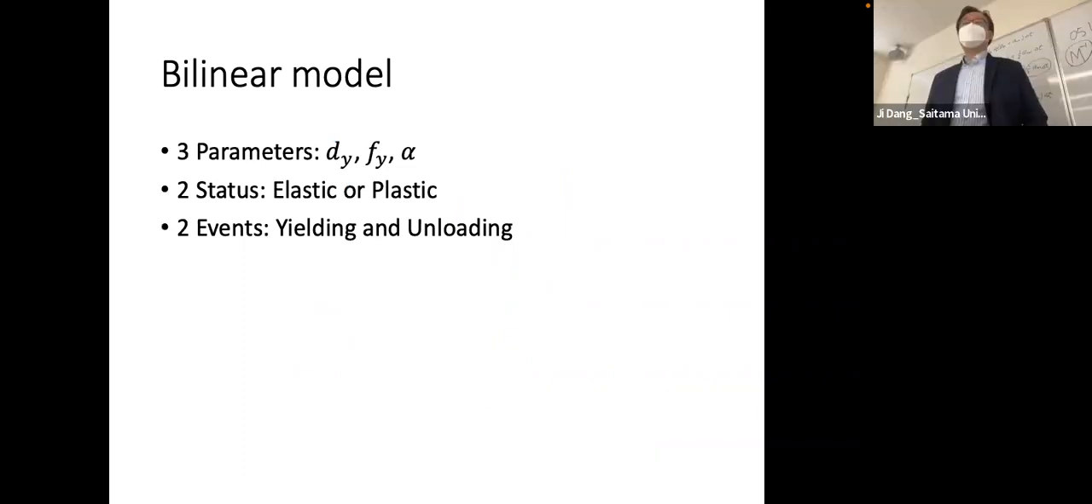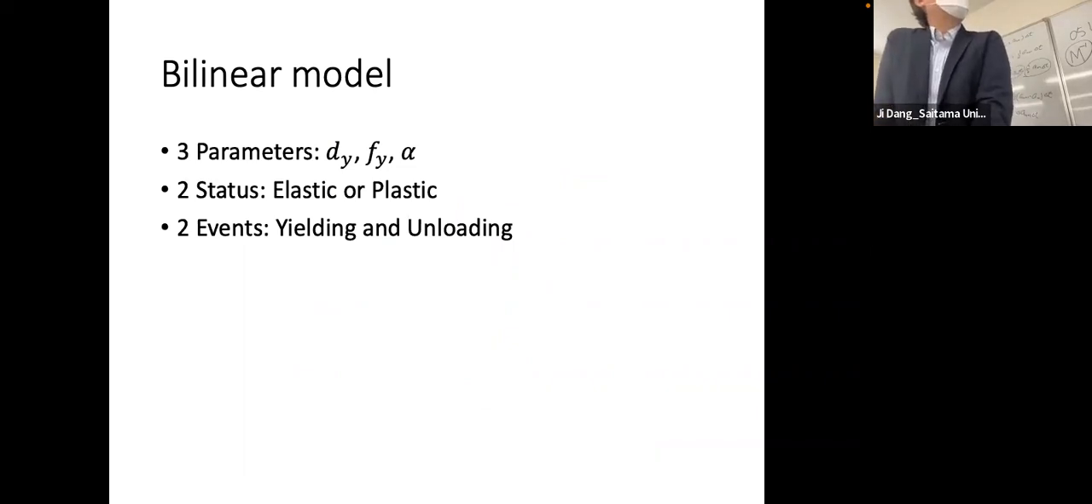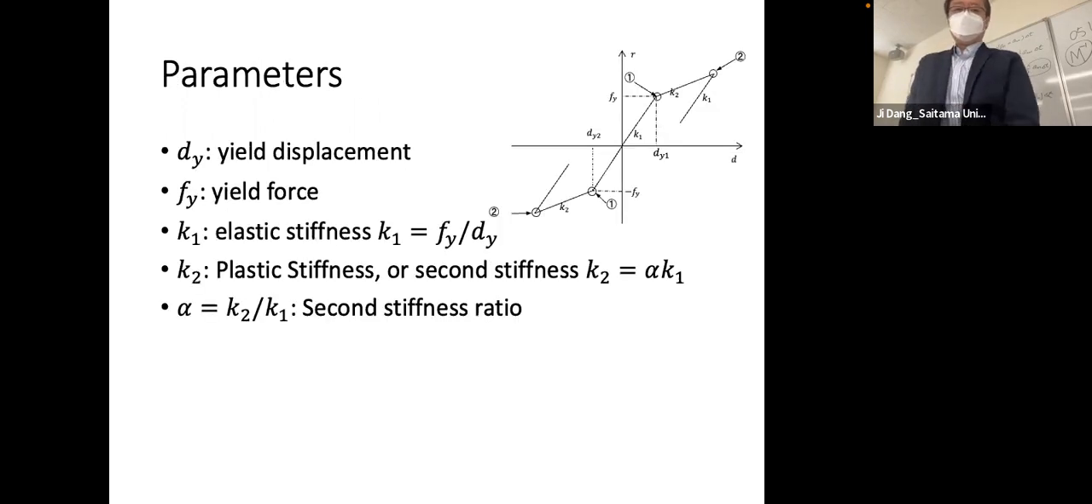For the bilinear model, we have three parameters: dy, fy, and alpha. Three parameters, two statuses: elastic or plastic, and two events: yielding and unloading. So it will look very complicated, but later, once you know the calculation, the programming is actually very simple, just a few lines. So let me explain the parameters.